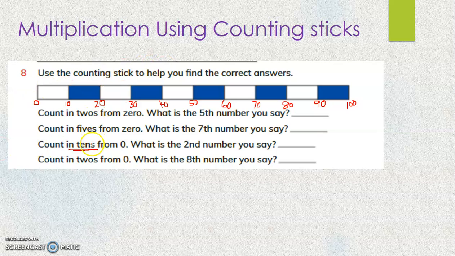Count in tens from 0. What is the 2nd number you say? We start with this as the first number. 1, 2. The 2nd number is 20. We know 10 into 2 is 20.